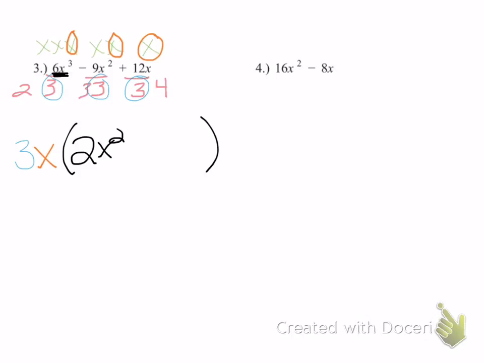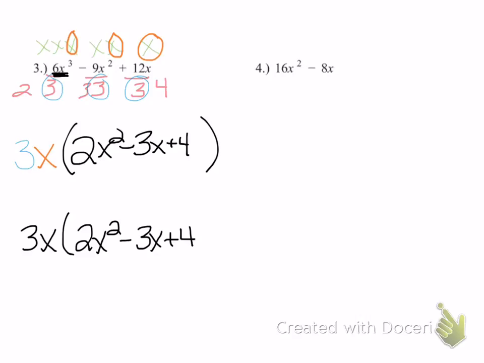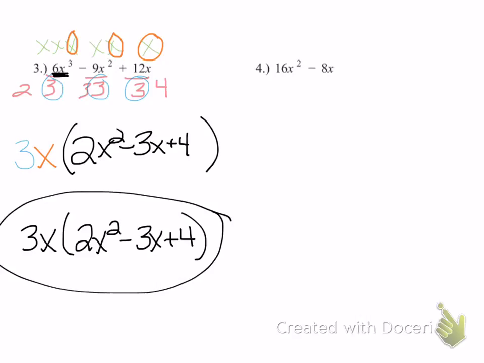Now let's do our second term. We've got 9 divided by 3. That gives us a negative 3. We have x squared, but we're taking out an x, so we have x left over. So our middle term is minus 3x. Our last term, we have 12. We divide it by 3. That gives us a positive 4. Well, the term has an x, but we're taking away an x, so you're just writing a 4. So your answer here would just be 3x and then 2x squared minus 3x plus 4 in parentheses. And if you were to distribute that 3x through, you would get the same thing as the original.